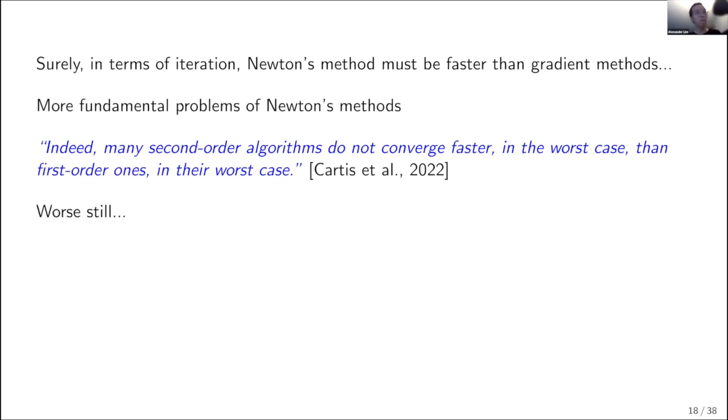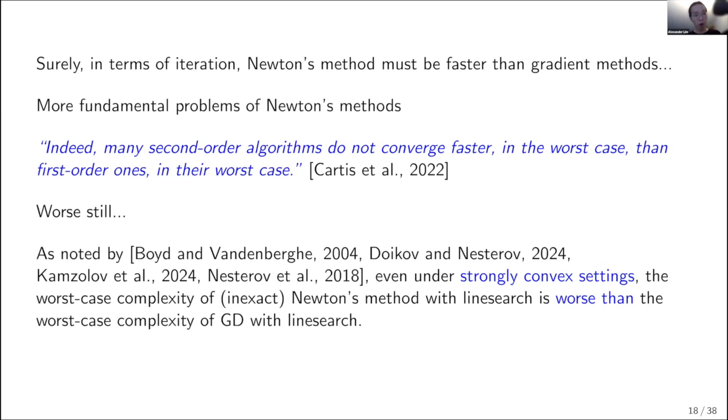And worse still, under a strongly convex problem, the nicest problem you can possibly have in the nonlinear case, many people have already noted that even under the strongly convex setting, the worst case complexity of inexact Newton's method is actually worse than the worst case complexity of GD with line search. Now I will explicate that. I will spend a little more time to see why they are saying that.